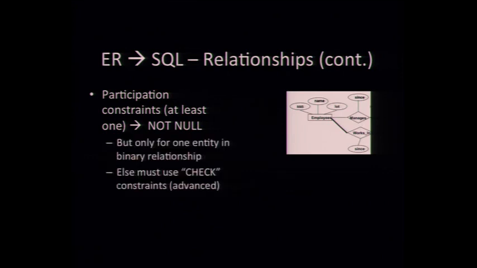Lastly, and this is getting back to the question we had earlier about participation constraints. When you're saying something must be in this relationship, the way you do that in SQL is with not null. So that says that, hey, this has to be in the table. It can't be a null value. But this is actually pretty limited just because of the way SQL works. It only works under a few certain circumstances, like when it's a binary relationship with one entity. And does anyone have any idea why it doesn't work for more entities?